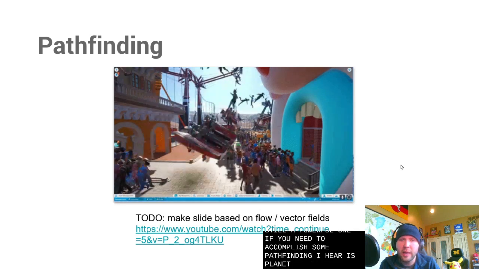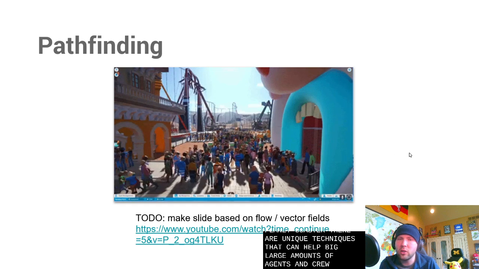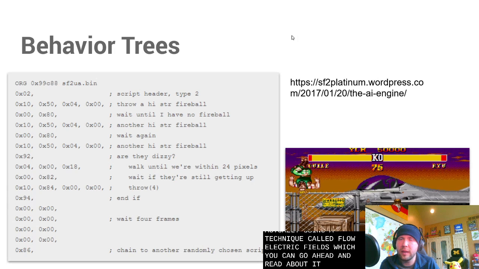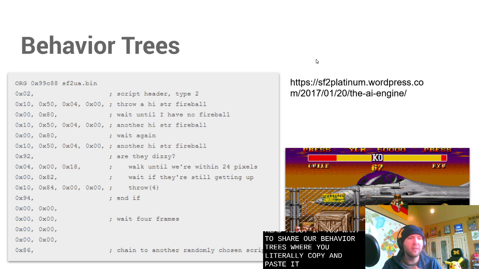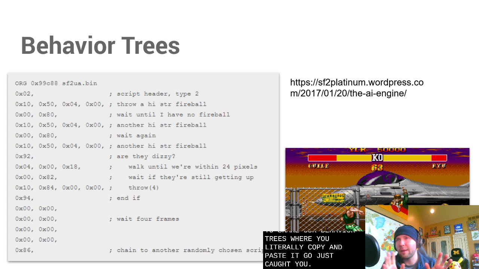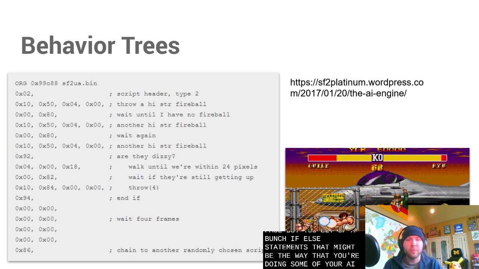Here is Planet Coaster. There are unique techniques that can help large amounts of agents and crowds find their way through advanced environments, using a technique called flow and vector fields, which you can read about if you want to. There are behavior trees, where you set up a bunch of if-else statements. That might be the way that you're doing some of your AI right now, and it works fine. This is the kind of technique that was able to give us pretty awesome AI in games like Street Fighter a long time ago. This is an AI, by the way, that does in fact cheat.